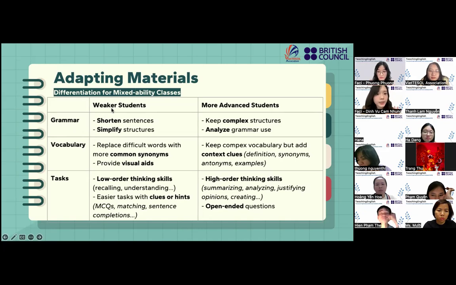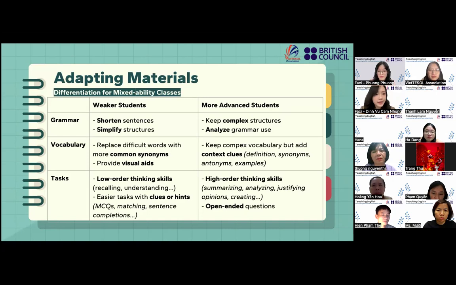For the vocabulary, the weaker students, maybe when they see a difficult word, they freak out, right? So maybe we replace those difficult words with common synonyms. Or maybe we provide some kind of visual aids. They don't know what a telescope is, so a picture of a telescope there, for example. And for the more advanced students, you can keep the complex vocabulary, but add context clues. Okay, so add something like a relative clause that gives the definition, maybe give a synonym, an antonym, or maybe some kind of example, right?